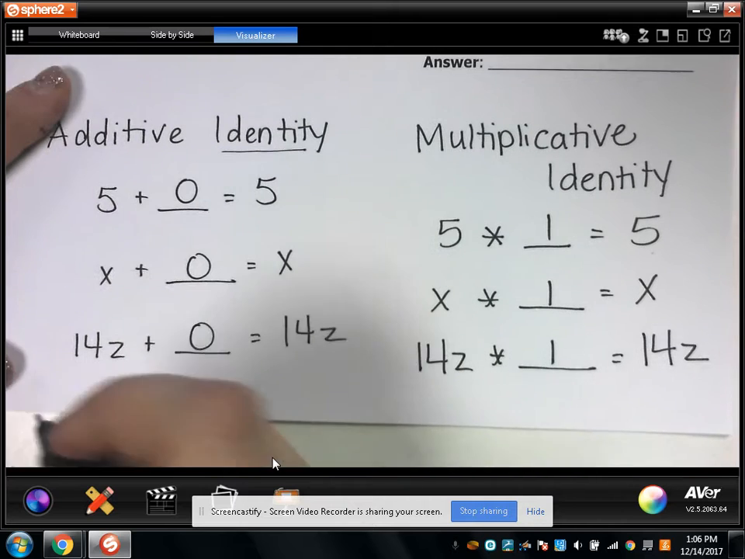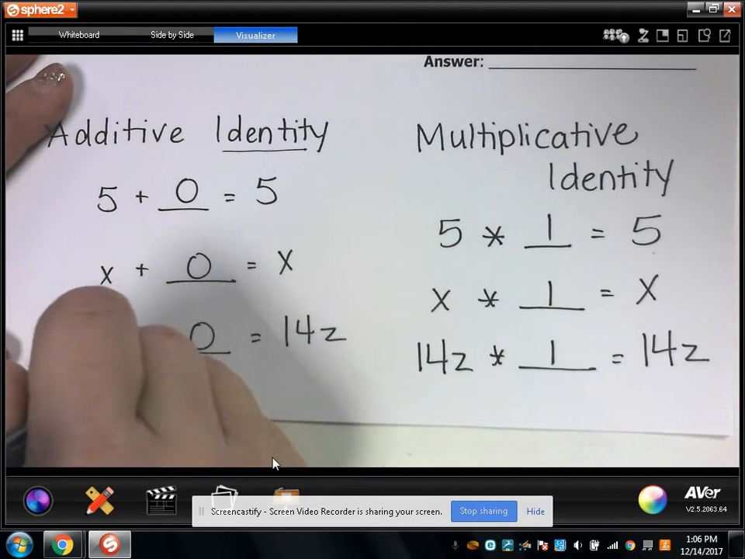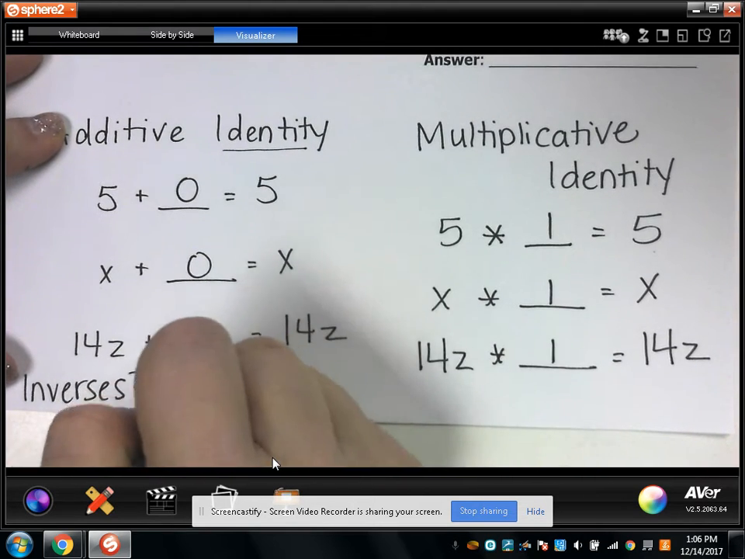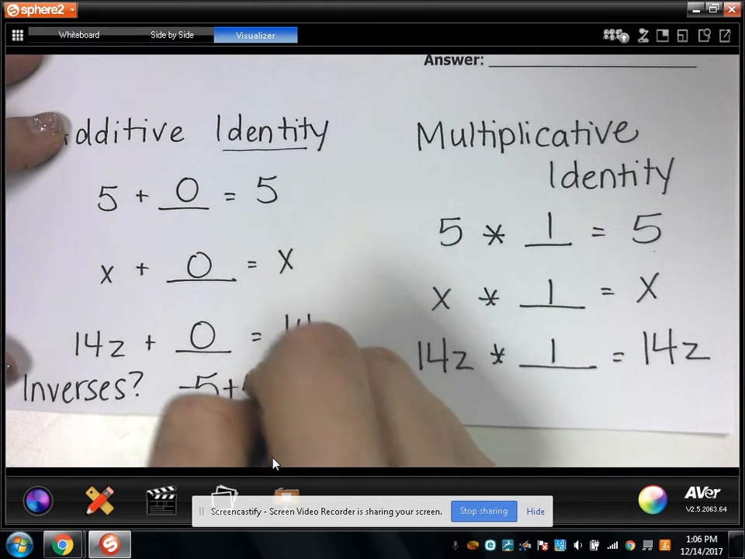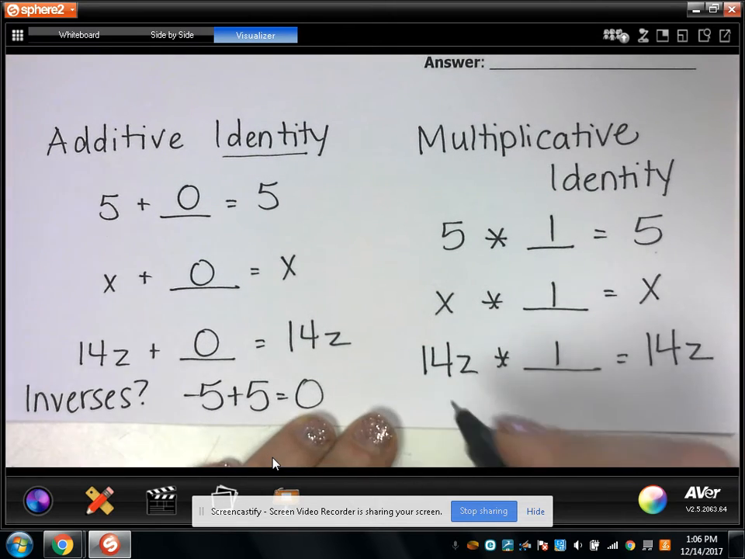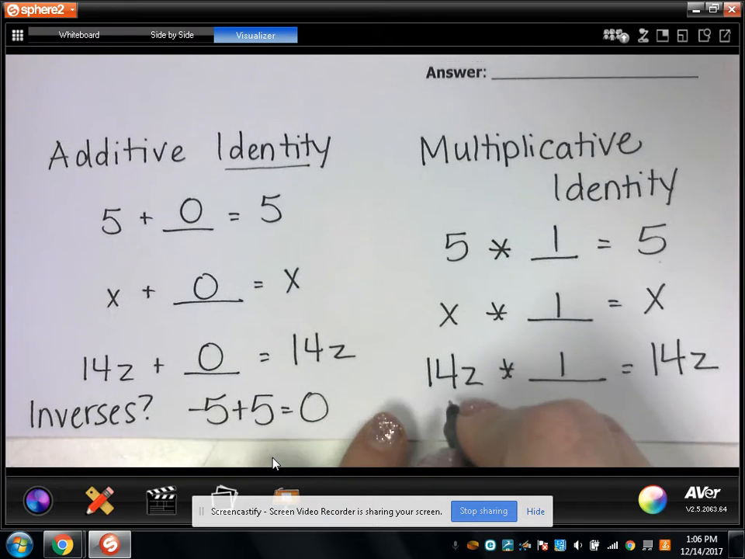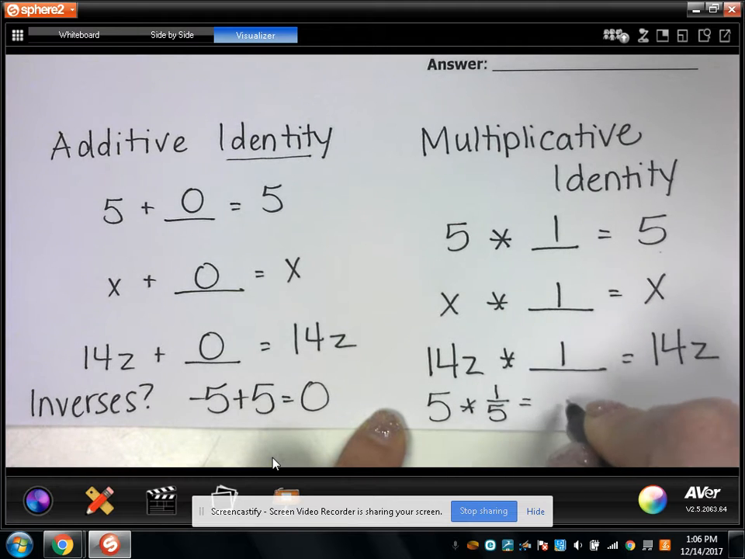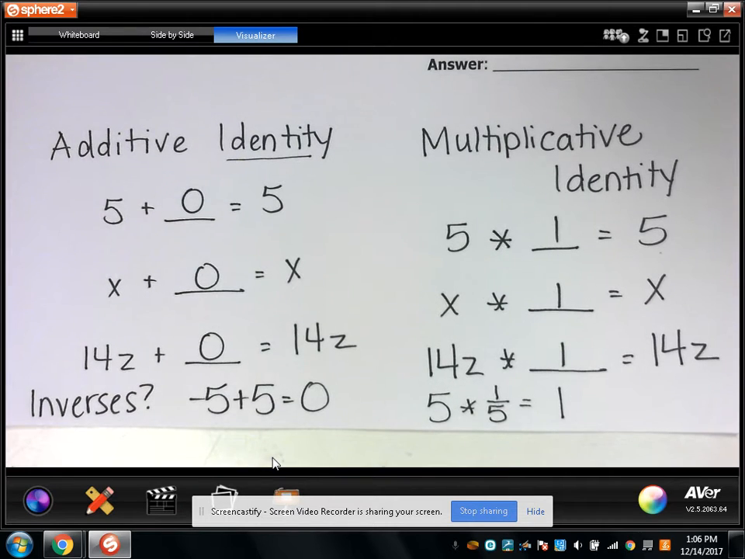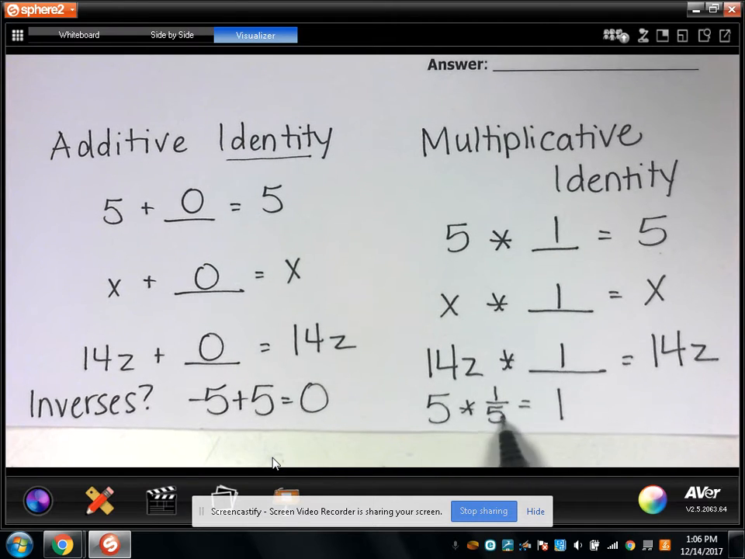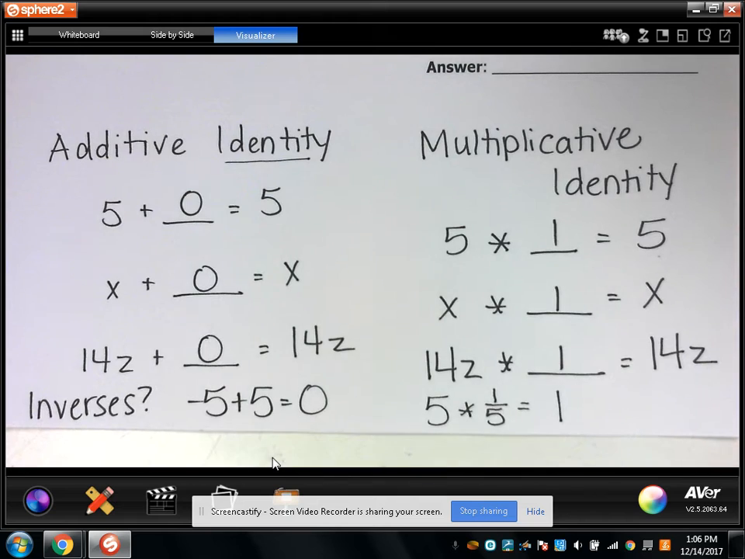So if we're talking about the inverses, the additive inverses are things that you can add together to get 0. And for the multiplicative inverse, there are things I can multiply together to get 1. All right? So these we also call opposites. And this is also called taking the reciprocal. And this is what the lesson was on today.